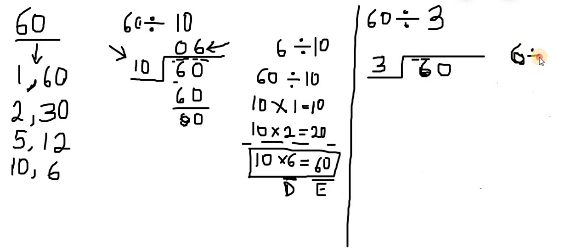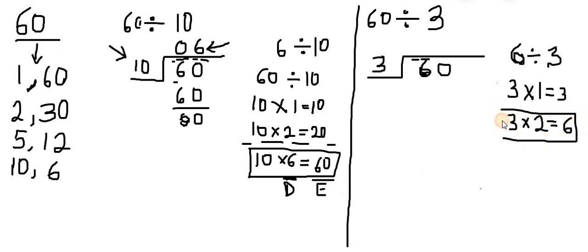6 divided by 3. So if we go 3 times 1, that's equal to 3. And 3 times 2, that's equal to 6. So, perfect match. We can stop there. So, 6 divided by 3, the best possible answer we take from column D of the line we've chosen. So that's 2. Put 2 there.